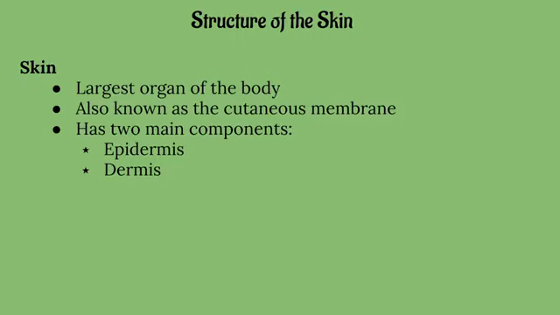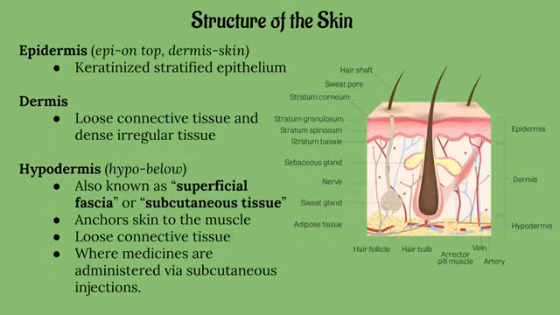The skin, also known as the cutaneous membrane, is the largest organ of the human body, making up 10 to 15% of our total body weight. And there are two main components of the skin, the dermis and the epidermis. The epidermis, epi meaning top, dermis meaning skin, is the most superficial layer of the skin. It is the part of the skin that you see every day. The epidermis consists of keratinized stratified epithelium, and like all epithelia, the epidermis is avascular, meaning that it lacks blood vessels.